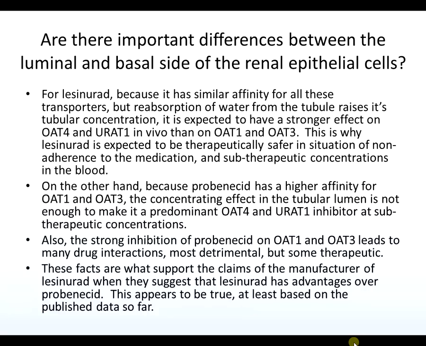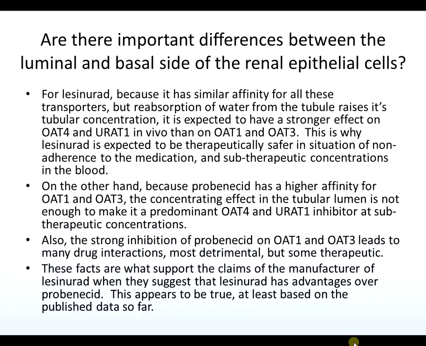from the tubule will raise its tubular concentration, and that means, if all those transporters were on the same side of the membrane, and Lesinurad has a similar affinity for all of them, then it would have an equal chance to bind to any of the 4 transporters. However, because OAT4 and Urate 1 are on the apical side, and water reabsorption occurs there, concentrating Lesinurad, that'll give it an edge, because it has equal affinity for all 4 of the transporters, and at that point it'll have a higher concentration on that side.